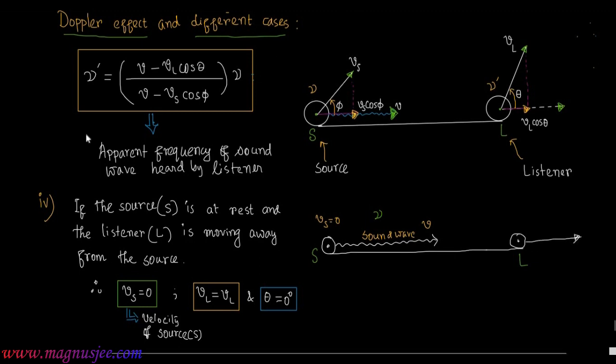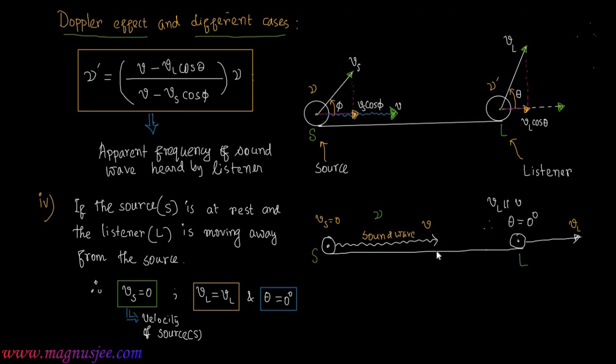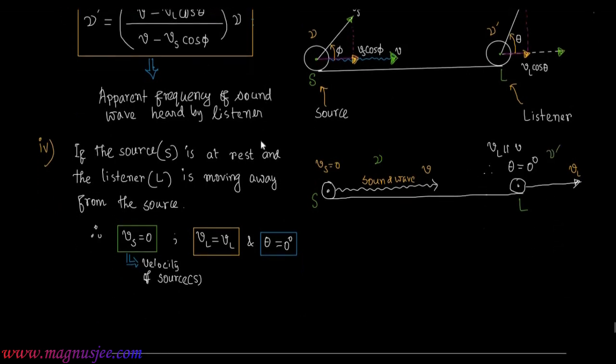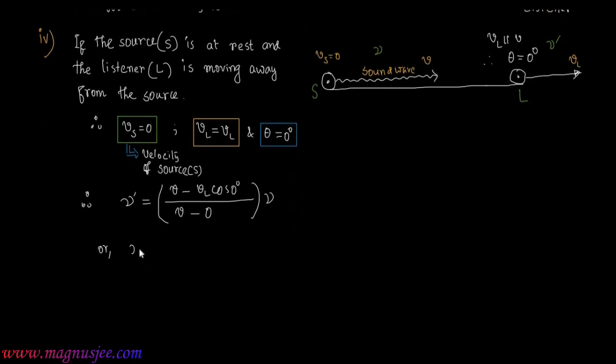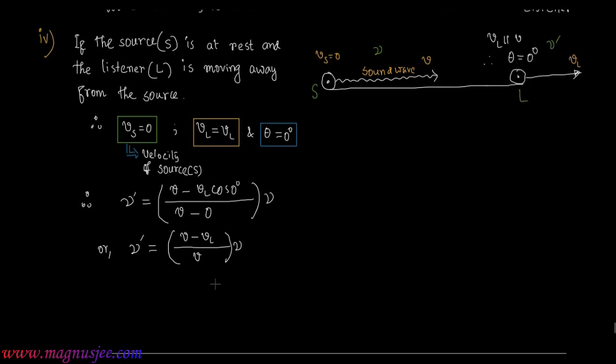Listener L is moving with the velocity VL away from the stationary source. In this case VL is parallel to V, that's why theta is equal to 0 degrees. Nu prime is the apparent frequency. Here the apparent frequency nu prime will have the expression (V minus VL cos 0 degrees) divided by (V minus 0), into nu. Or nu prime will have the expression (V minus VL) divided by V, into nu, where nu is the actual frequency of the sound wave produced by the source.